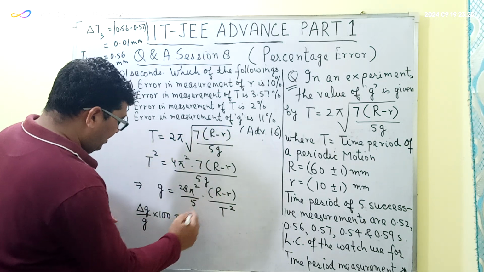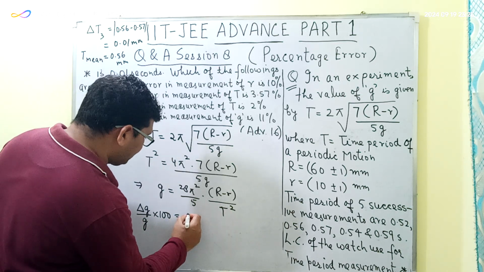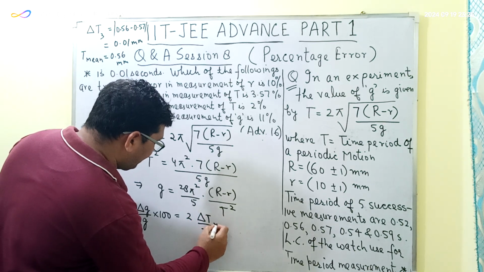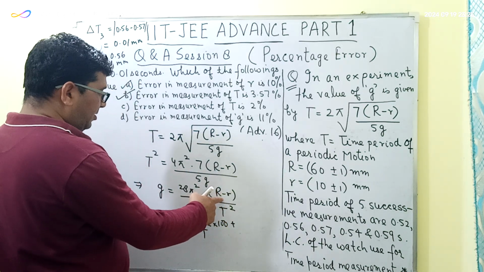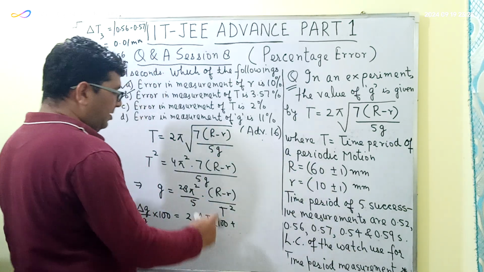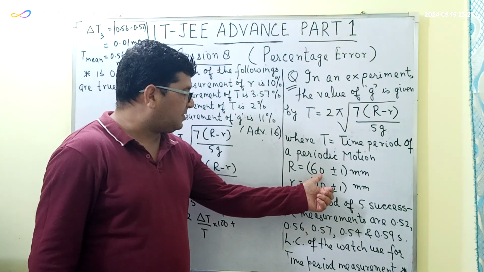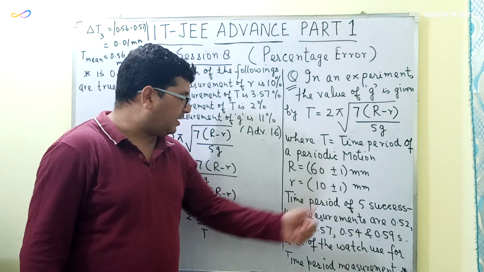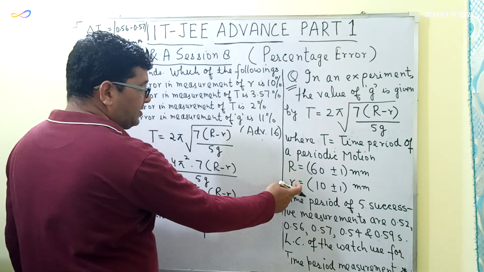So simply I will be getting the percentage error in the measurement of g as, now here it is T squared, so this will be equal to 2 times ΔT/T × 100, plus, now here the R is a measurement which is equal to 60 ± 1 mm, and small r is another measurement which is equal to 10 ± 1 mm. So 60 is the true value of capital R, and 10 mm is the true value of the measurement of small r.